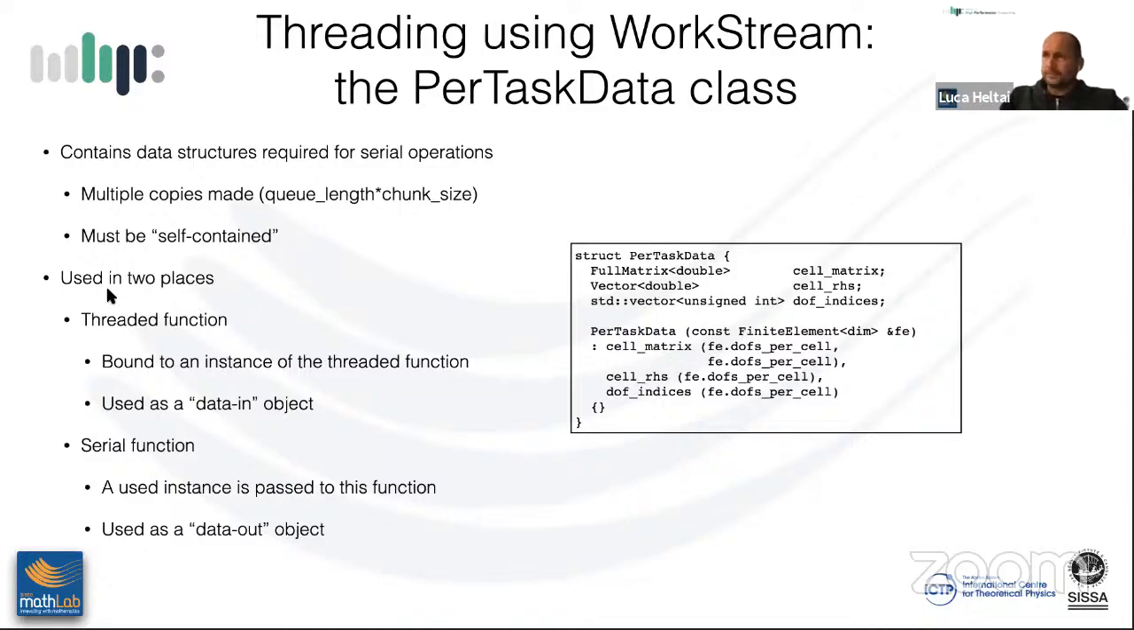Okay, so this is used in two places. In one place, you write on these things, and in the other place, you read from these things. The first place, where you write, is where you actually do the computation of whatever needs to be copied somewhere. And in the serial function instead, this is just used as a data out object, so it's something that is used just to read.